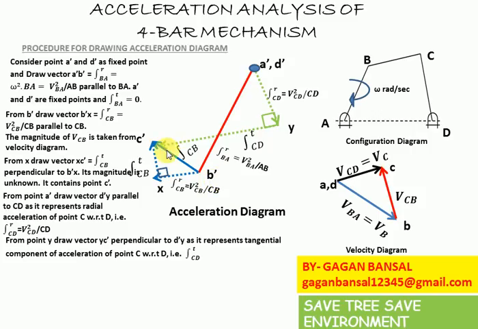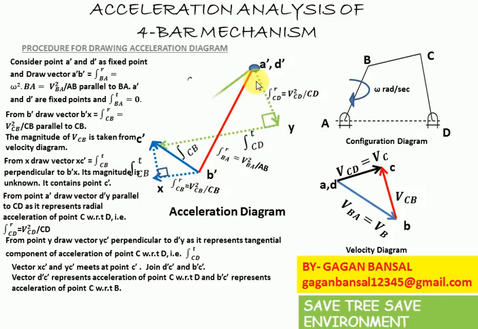Vector X C dash and Y C dash meet at point C dash. Join D dash C dash and B dash C dash. Vector D dash C dash represents acceleration of C with respect to D, and B dash C dash represents acceleration of C with respect to B.